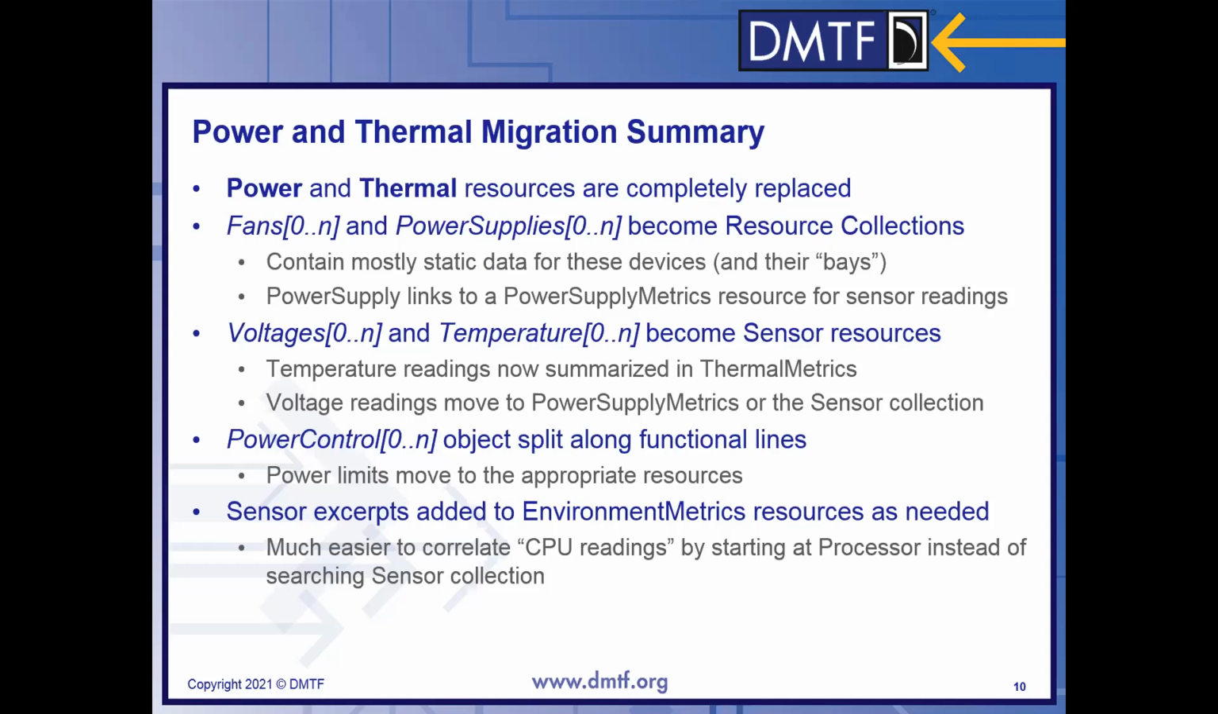Voltages and temperatures become sensor resources. And so they'll show up under the chassis sensor collection. The temperature readings, as I just said, get summarized in the thermal metrics resource. The voltages that are related to a power supply show up in the power supply metrics. There are some other use cases for voltage sensors, but we did not surface those elsewhere.